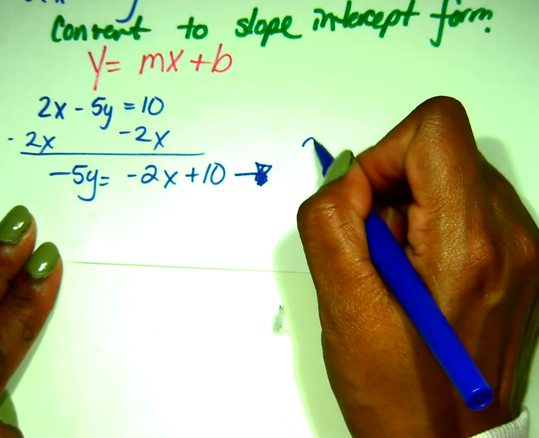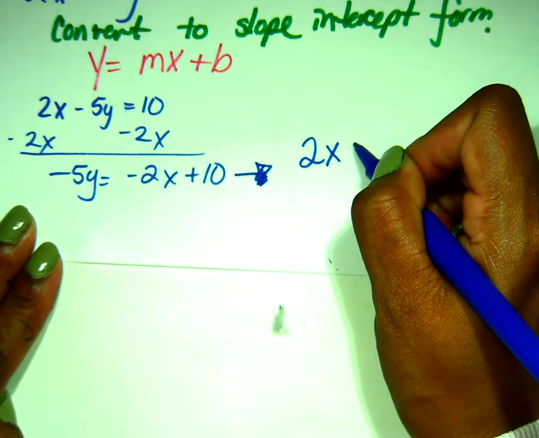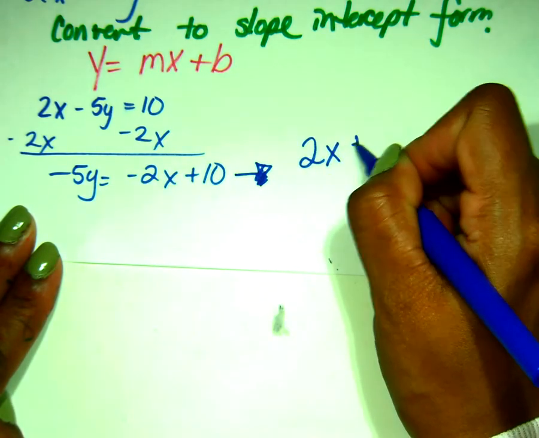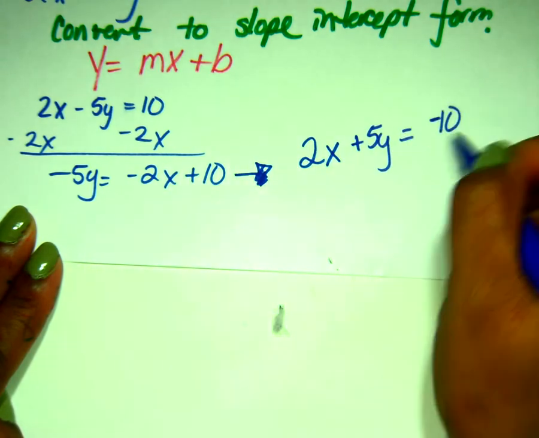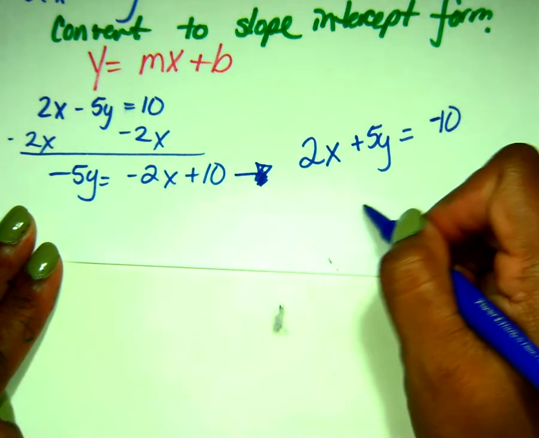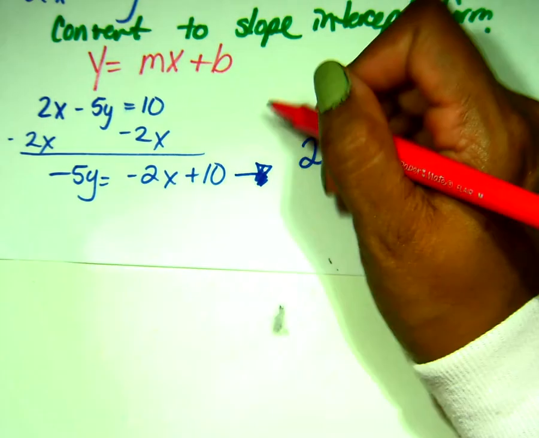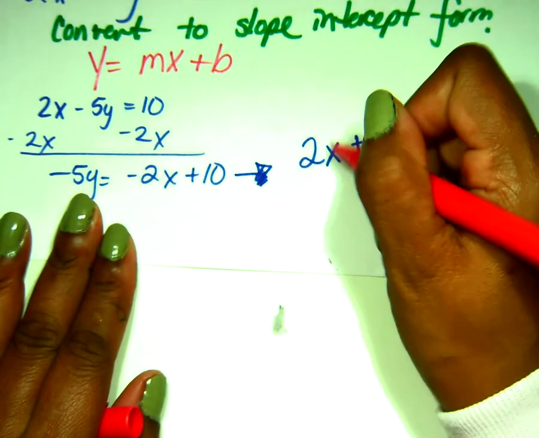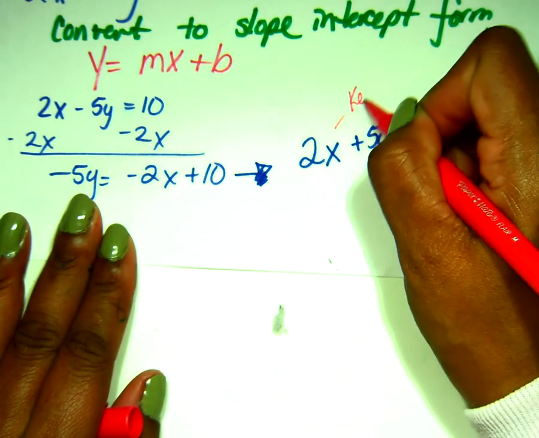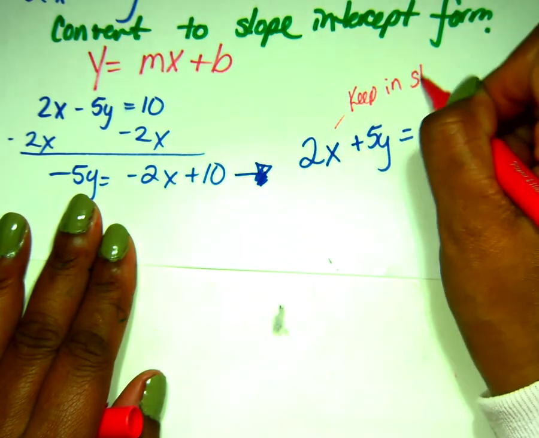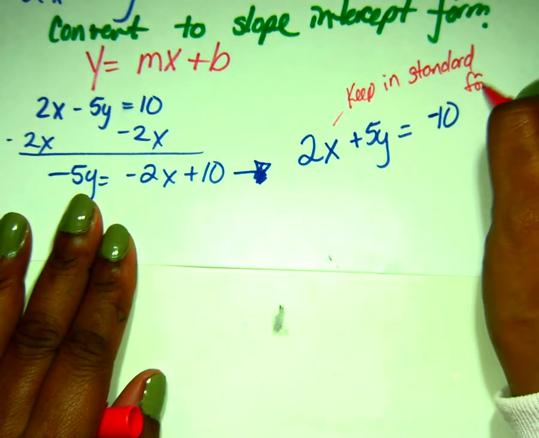So that's going to be 2x plus 5y equals -10. So to make it easier, I'm going to keep it in standard form, because if I continue on with the other ones, it's going to be a little bit confusing.